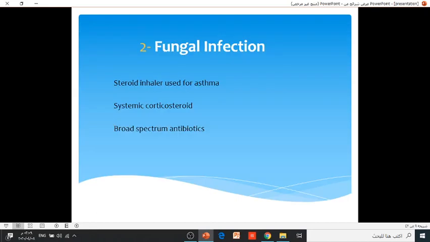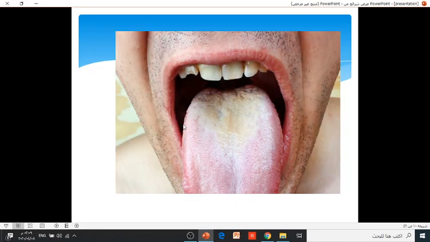Some medications cause candidal infection in the oral cavity. A very common one is the steroid inhaler used for treatment of asthma. Systemic corticosteroids, the steroid drugs, suppress the immunity and make the host susceptible to fungal infections. Broad-spectrum antibiotics also predispose to fungal infection. This is a case of pseudomembranous candidiasis evident on the tongue.